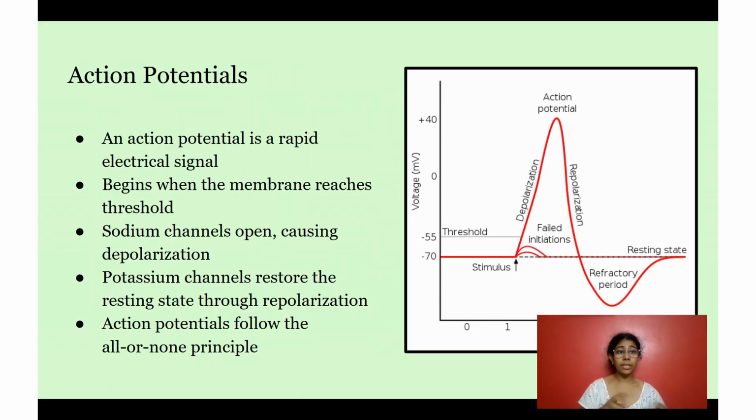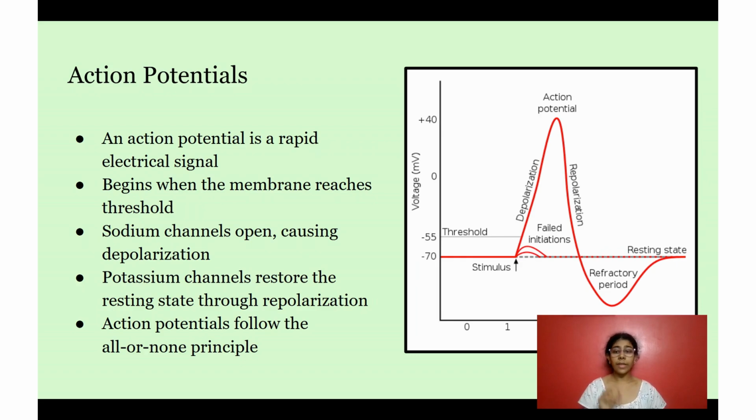Now, neurons will communicate with each other through electrical signals, and these rapid electrical signals are called action potentials. They start when the membrane reaches a certain threshold. Then the sodium channels open up, causing depolarization, and the potassium channels restore the resting state through repolarization.